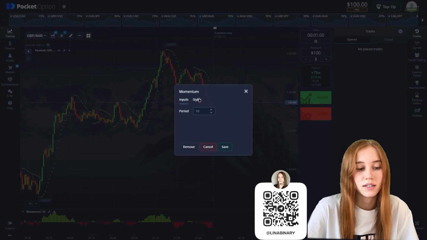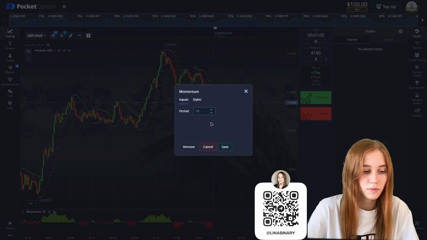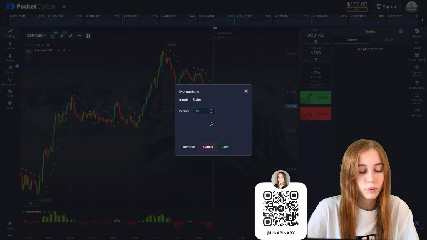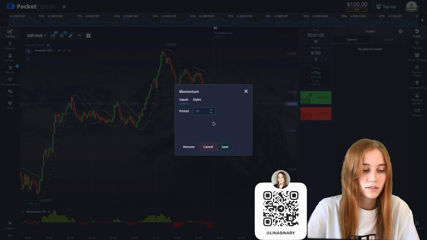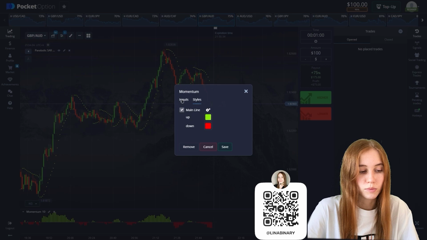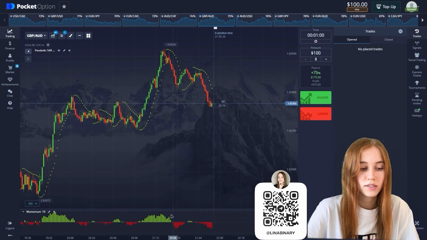What about the second indicator? This is the momentum indicator. You can copy the settings. In general, this indicator shows when volatility increases and when it decreases. That is, when the market moves from a trend to a sideways movement and vice versa.